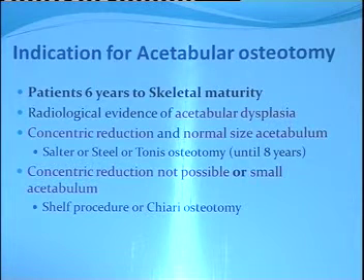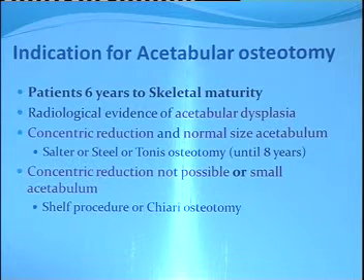Between 6 years to skeletal maturity, acetabular dysplasia, concentric reduction and normal acetabulum size: Salter or Steel or Tonnis osteotomy. Steel osteotomy is a triple osteotomy because in bigger children we go for Steel osteotomy. In smaller, younger children you go for the Salter osteotomy.